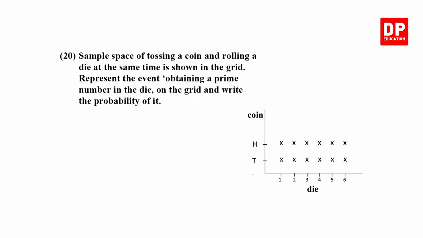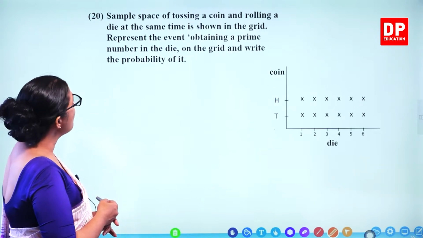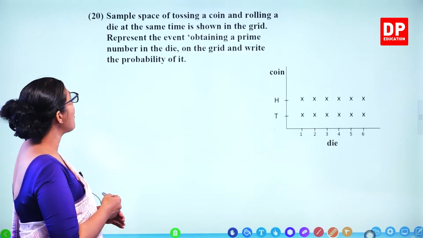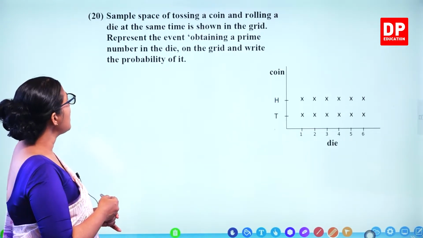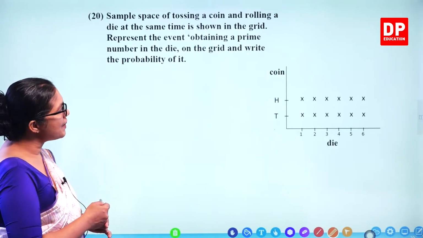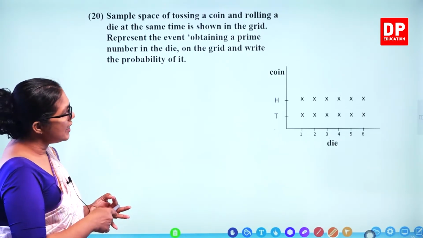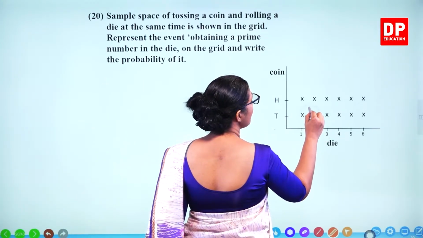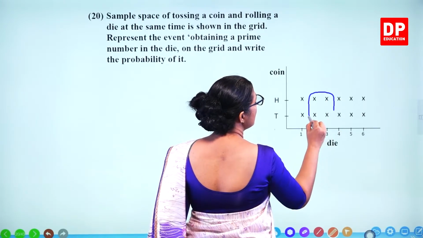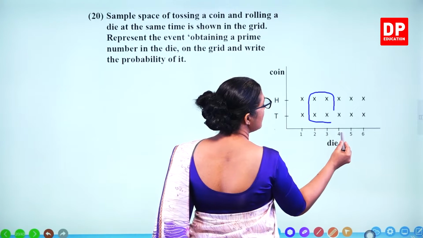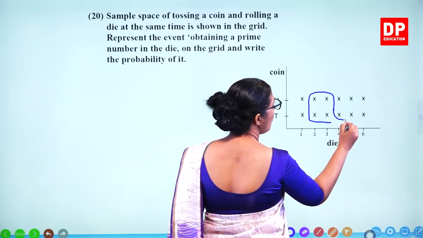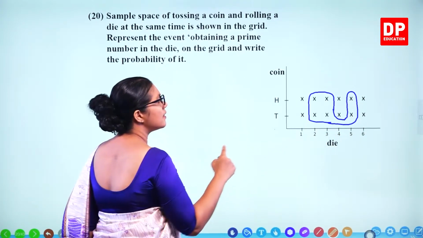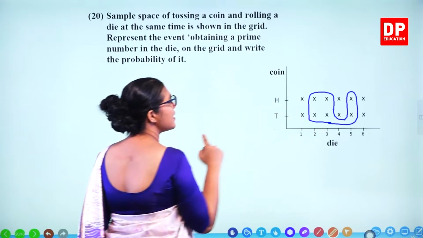Question number 20. Sample space of tossing a coin and rolling a die at the same time is shown in the grid. Represent the event obtaining a prime number in the die on the grid and write the probability of it. Prime numbers 2, 3, 5. So possibilities are these, but you can't take 4, but 5 is possible. So you can mark the possibility space like this.